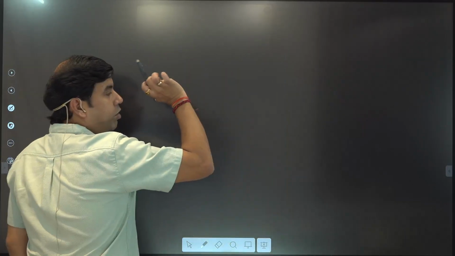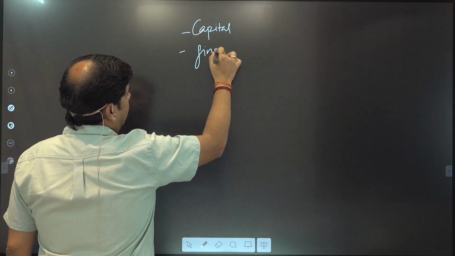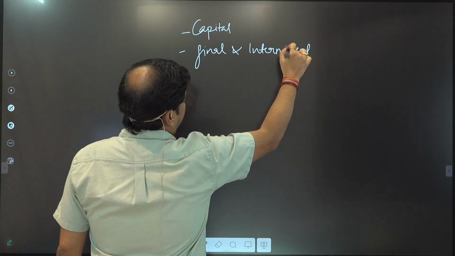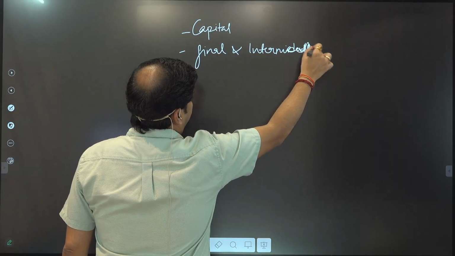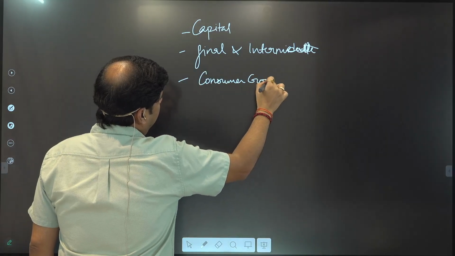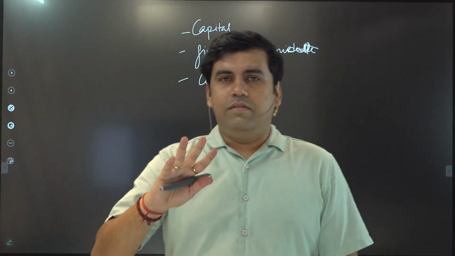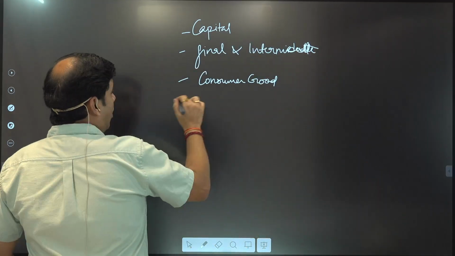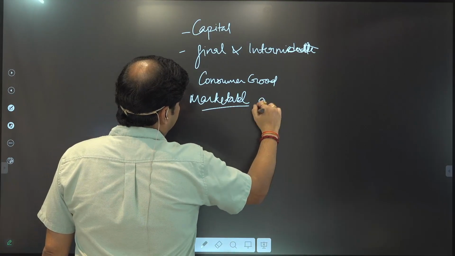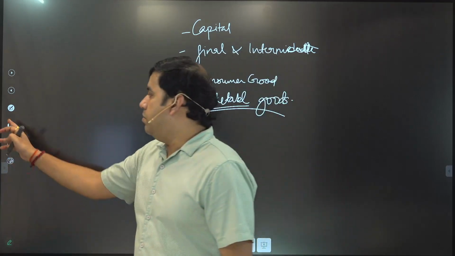So far what we have studied: capital good, final and intermediate good, then consumer good. So these are the four that we have done. Durable goods, non-durable goods, semi-durable goods. These are the 5-6 types of goods that we have done. Now comes what is marketable. From the name itself it is clear, right? Marketable goods. Simple. The one which can be marketed.